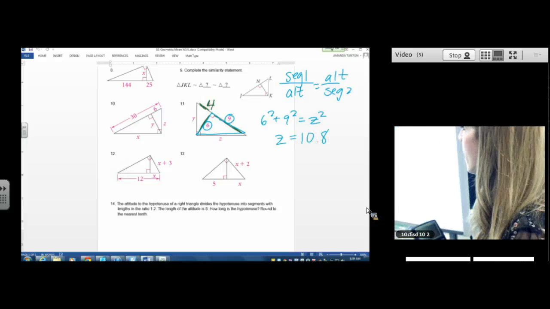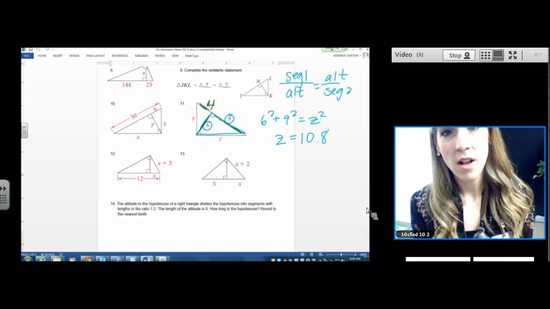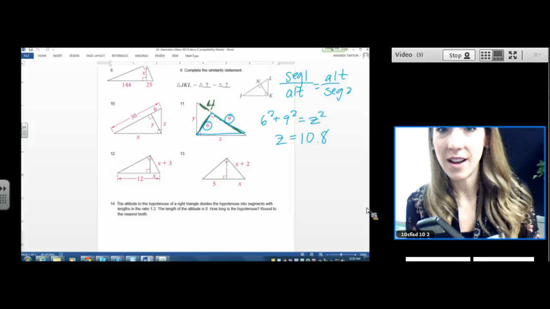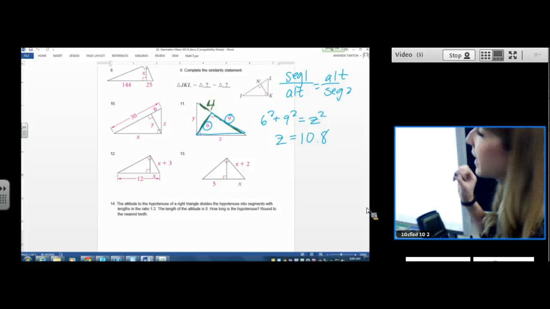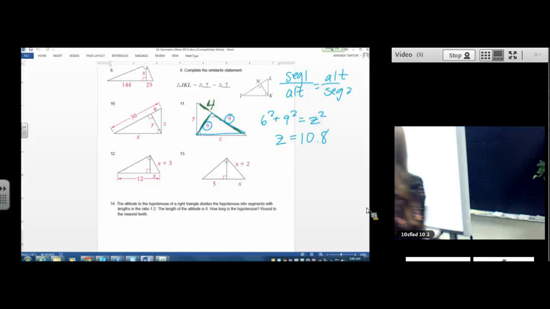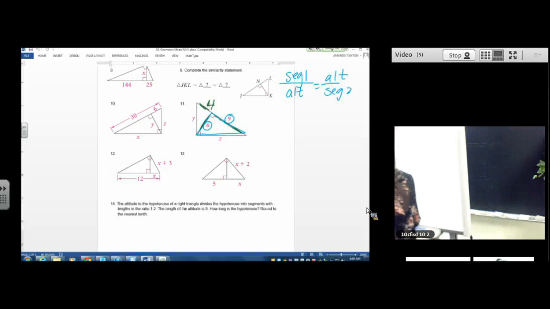Z is 10.8. And then, I mean, since x was such a pretty number, it wasn't a decimal, I also don't feel bad using it to find y because it wasn't a decimal. It was an integer. But just for kicks, let's find y doing geometric mean, because why would we not practice more with it if we could, okay? So let's find y using geometric mean.